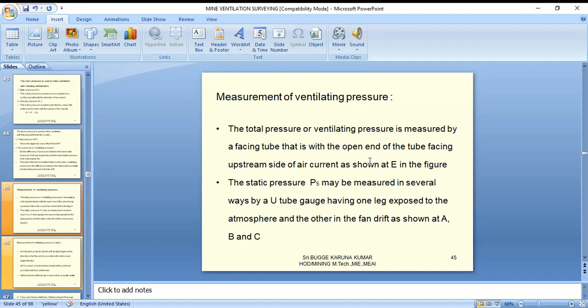Measurement of ventilating pressure. The total pressure or ventilating pressure is measured by a facing tube, that is, with the open end of the tube facing the upstream side of the air current, as shown at E in the figure. The static pressure PS may be measured in several ways by a U-tube gauge having one leg exposed to the atmosphere and the other in the fan drift, as shown in A, B and C.